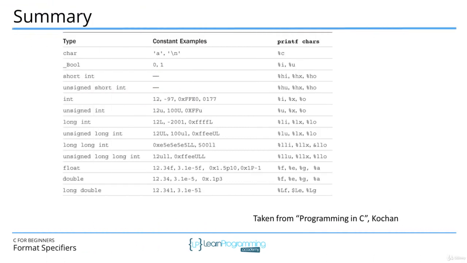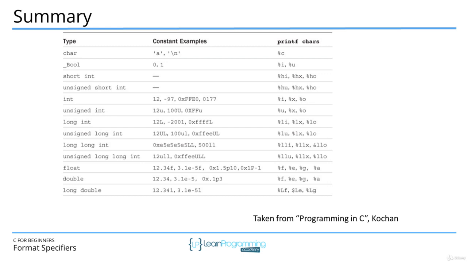So this summary slide tells you the format specifiers that you would use for printf in the third column here, printf chars. If you want to print out a character, use %c. If you want to print out a bool, use %i or %u, and that will print out 0 or 1. There are also examples of what represents these data types. Short int would be %hi, %hx, and so forth. The ones that you're probably going to use a lot: int uses %i or %d. %d works with int and is usually used depending on the standard.